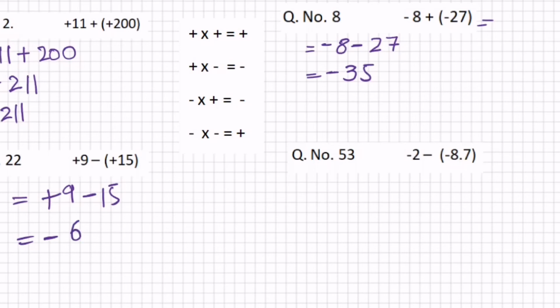So minus 6 is the answer. Now we are moving to question number 53: minus 2 minus into minus 8.7. First, I am writing equal to minus 2. So minus into minus is plus, so we will put here plus.